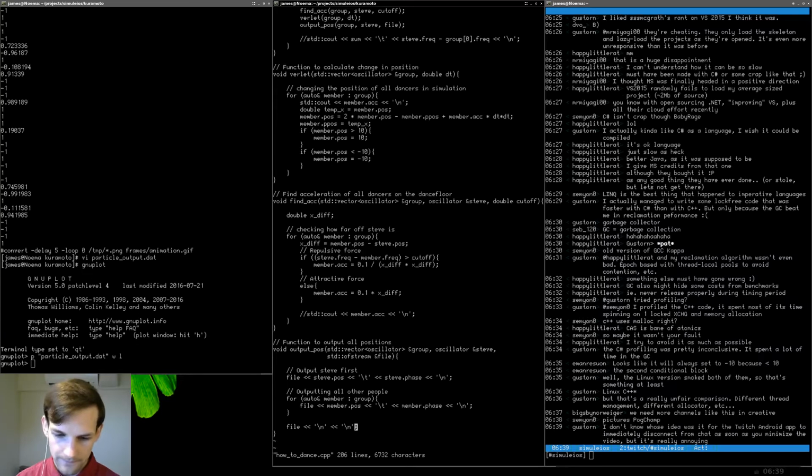In particle output, I don't know whose idea it was for Twitch Android app to immediately disconnect from chat as soon as you minimize the video, but it's really annoying.